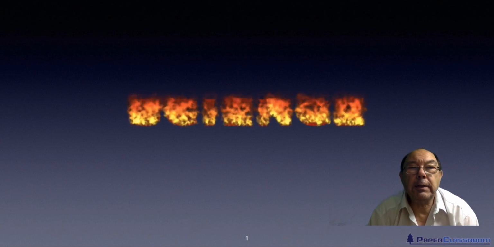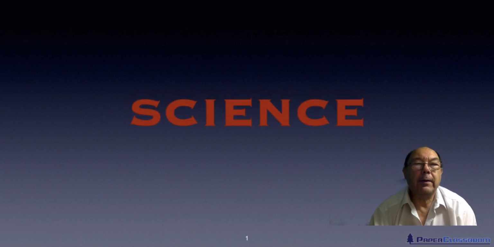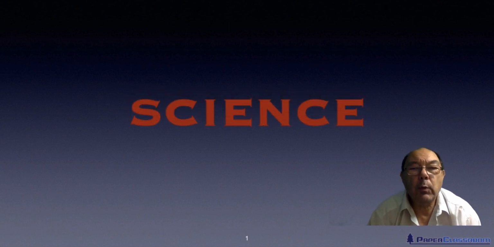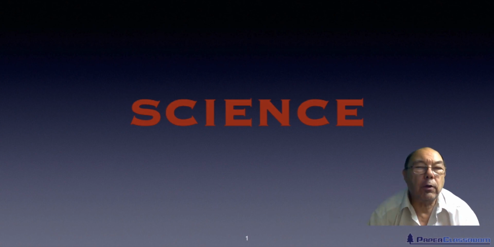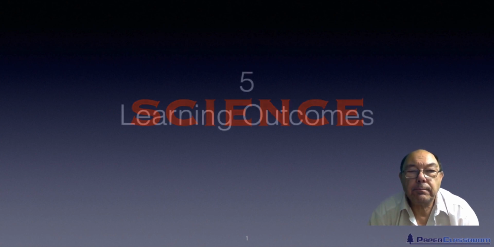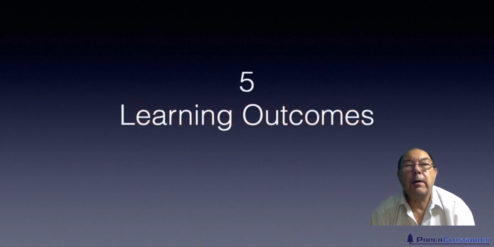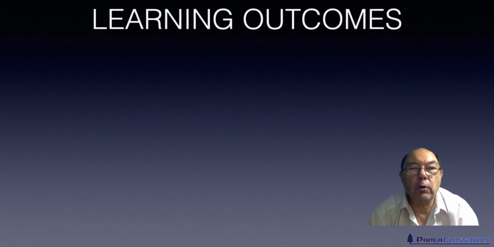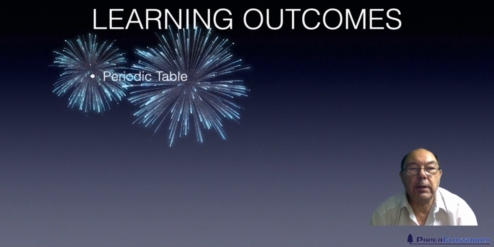This is the first in the science series, and as usual for the first video we're going to go through the learning outcomes, what we expect you to be able to do by the time you reach the end of this module. So for science there are 5 major learning outcomes that we need to achieve.